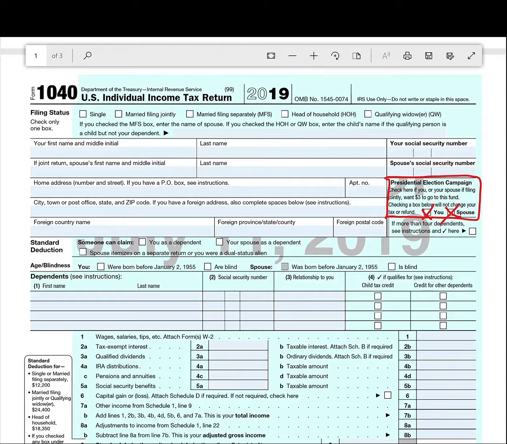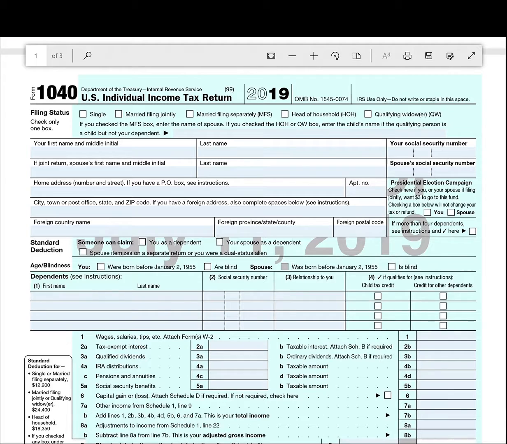According to the IRS, this fund reduces candidates' dependence on large contributions from individuals and groups and helps place candidates on equal financial footing in the general election. It also apparently helps pay for pediatric medical research. I will say that most of the returns that I see leave this box unchecked, so don't feel like you're pressured to check it if you don't want to.